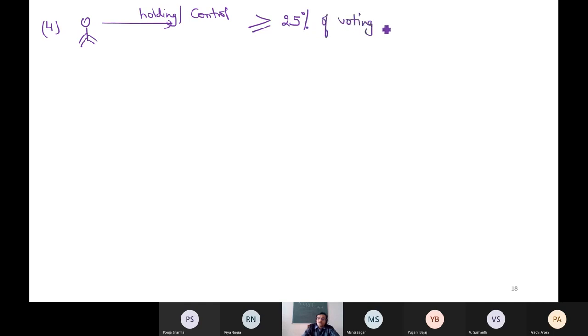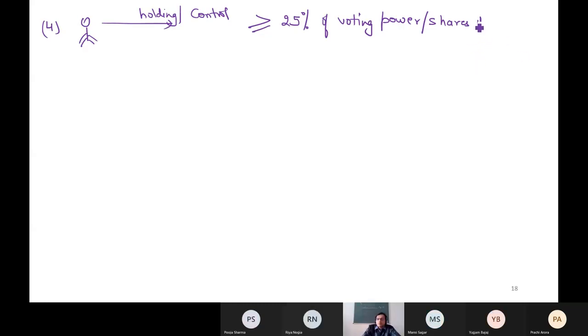Fourth, one person is holding or controlling, whatever is the case, at least 25% shares or voting power, at least 25% of voting power or shares of another person. So this is the example.